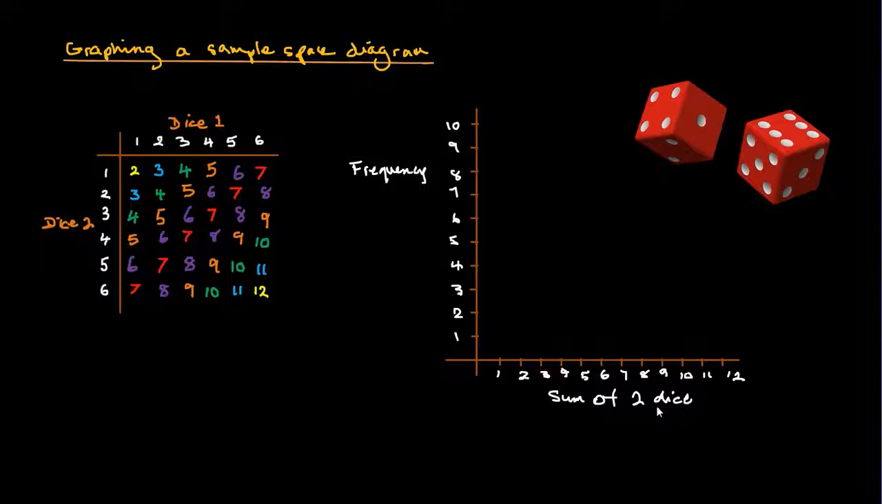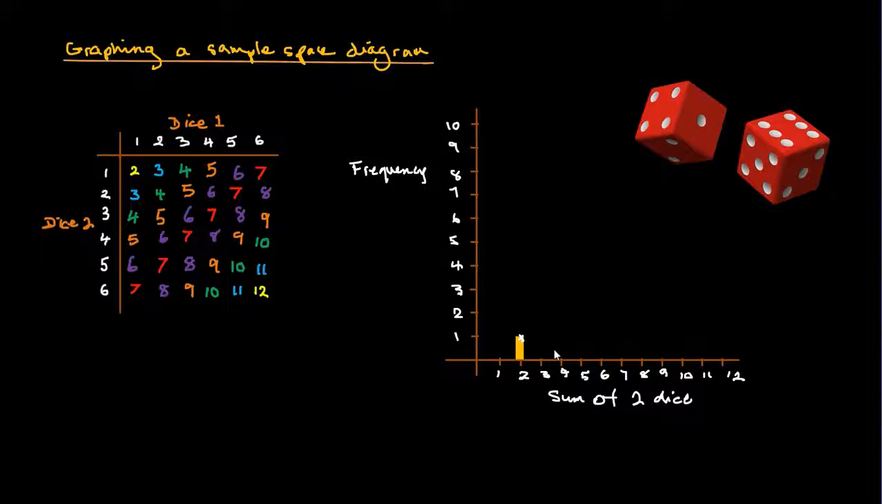Right, now how many 1's are there? 0, so that doesn't get marked off at all. How many 2's are there? Well, just 1. So if I make a cross here, and now I can just draw a bar or a line, a thick line, up to that point. There we go. And then we've recorded how many 2's there are.